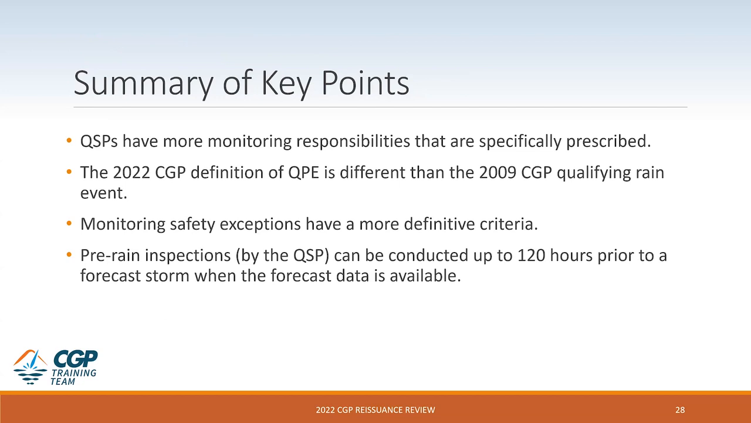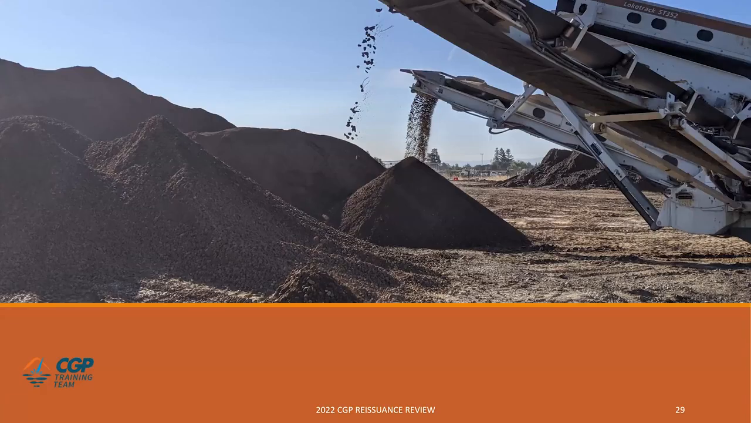So in summary, QSPs have more monitoring responsibilities that are specifically prescribed. The 2022 CGP definition of a QPE is different than the 2009 CGP qualifying rain event. Monitoring safety exceptions have more definitive criteria, and pre-rain inspections by the QSP can be conducted up to 120 hours prior to the forecasted rain if that data is available. Thank you. This concludes the module on visual monitoring requirements.